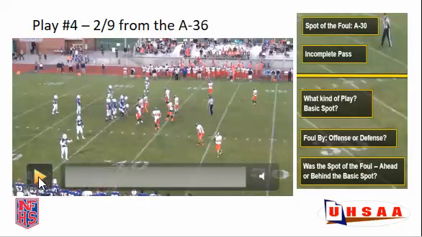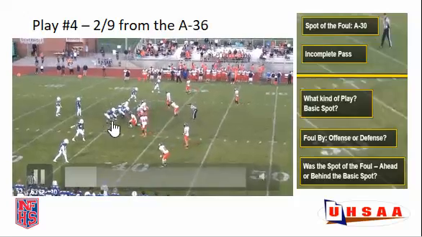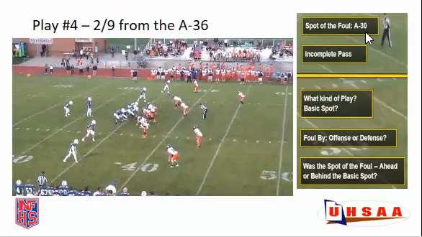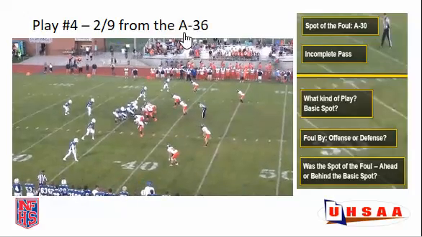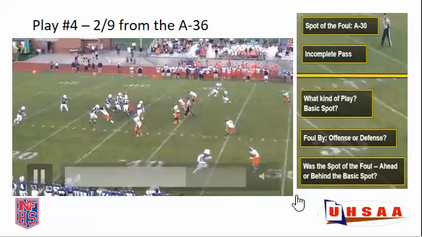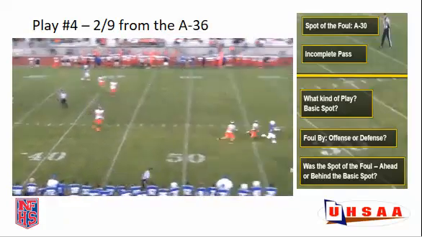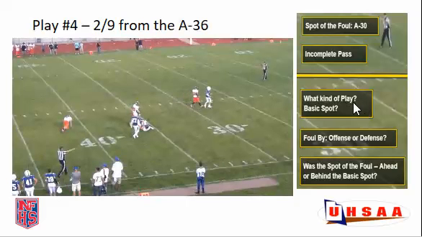This time I want you to watch the right tackle in the offensive formation here, as he will commit a foul back at the A30 yard line. The previous spot is the 36, and we'll ask the same three questions. There's the hold, occurs at the 30 yard line. The pass is thrown and it's incomplete. So what kind of a play is this?